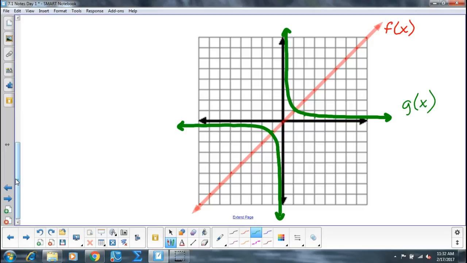Now that you have the picture of g of x, you should be able to finish off the rest of that page. Go.